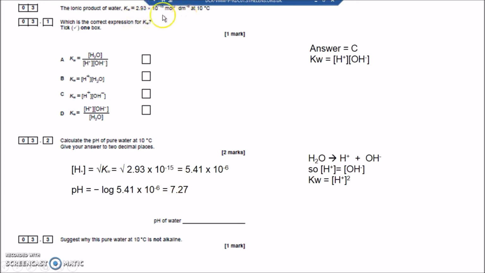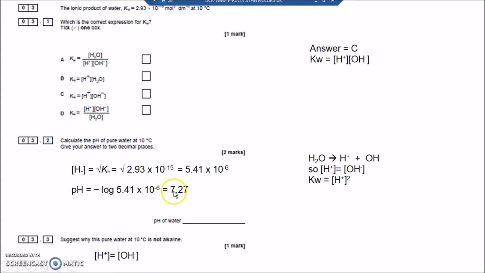Changing the temperature can alter the pH of water. Suggest why this pure water at 10 degrees C is not alkaline. Well, it's only alkaline if I've got more OH minus than I have H plus. So if I've got an excess of OH minus, it's going to be alkaline. If I've got an excess of H plus, it's going to be acidic. So the fact that I've got equal concentration of H plus and OH minus means that it's not alkaline.